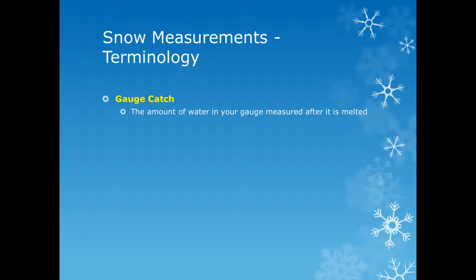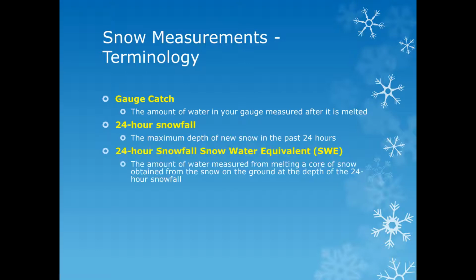So a gauge catch is the amount of water in your gauge measured after it is melted. So if you get all snow in your gauge, let's say you got 2.5 inches of snow in your gauge, you melt that, and that's your gauge catch. That's what you usually report as your daily precipitation. Your 24-hour snowfall is the maximum depth of new snow in the past 24 hours. That's, I think, hopefully pretty clear.